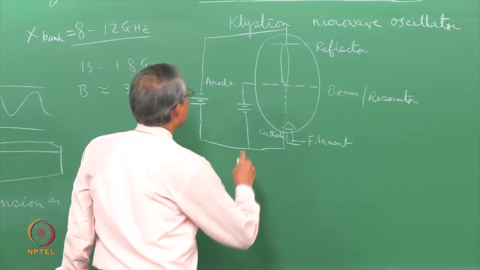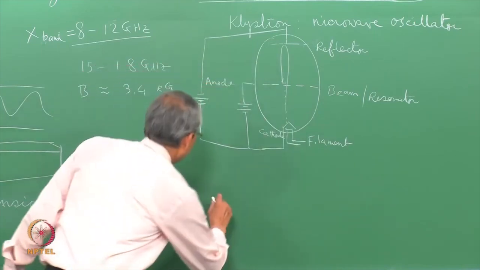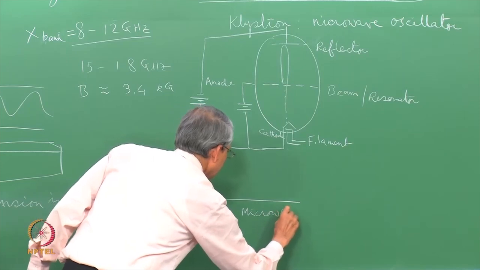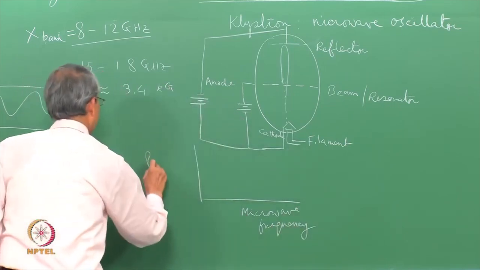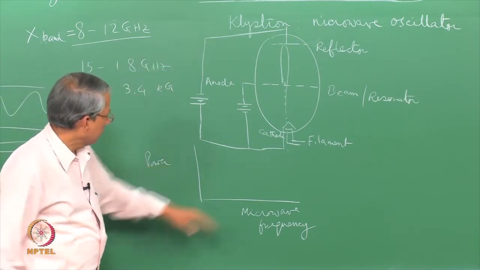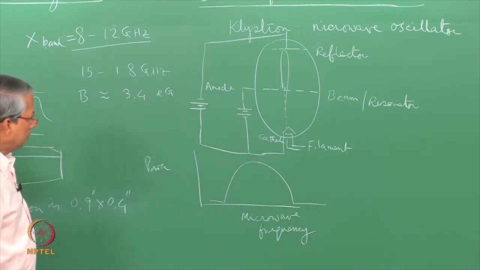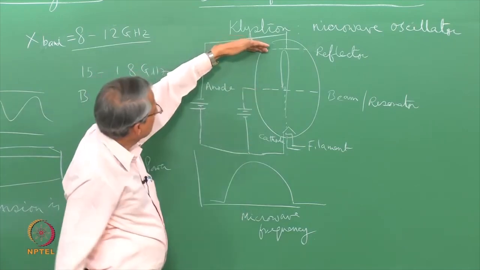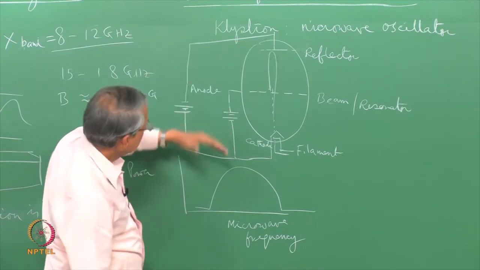So, we can plot the output of the radiation as a function of the frequency. The frequency of the microwave can be plotted here, as a function of power. Now, the way the klystron behaves, it does not give constant output power as a function of frequency. Usually, it looks something like this. Microwave frequency, as I said earlier, is decided by the physical dimension between these two. It is also decided by the reflector voltage. So, if I keep the dimension constant and keep varying the reflector voltage, the frequency is going to change.